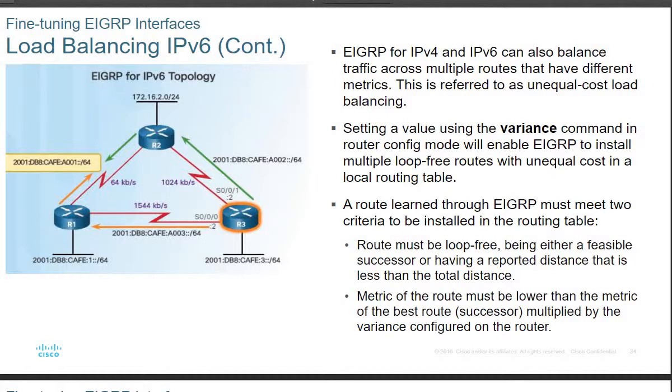A route learned through EIGRP must meet 2 criteria to be installed in the routing table. The route must be loop-free, being either a feasible successor or having a reported distance that is less than the total distance. The metric of the route must be lower than the metric of the best route successor multiplied by the variance configured on the router.